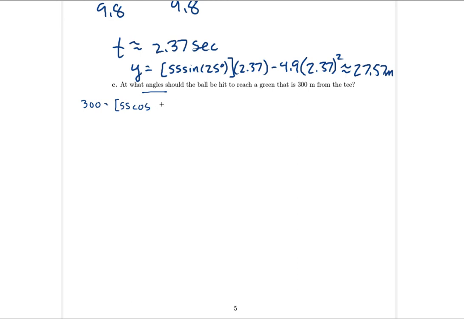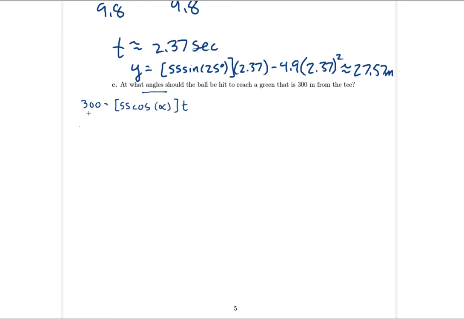This time I don't know what the angle is, right? So they're starting over. They're saying, okay, what angle do you hit so that the x component is 300? Right? I don't know alpha and I don't know t. All right? So that's what I want to try to solve. Two unknowns in a single equation is problematic, so we need another equation.